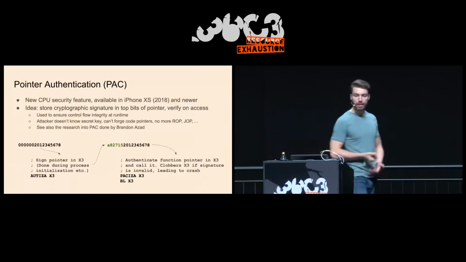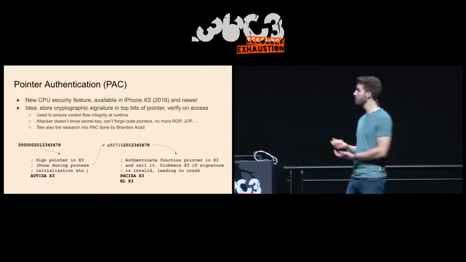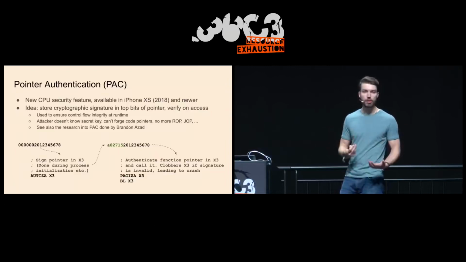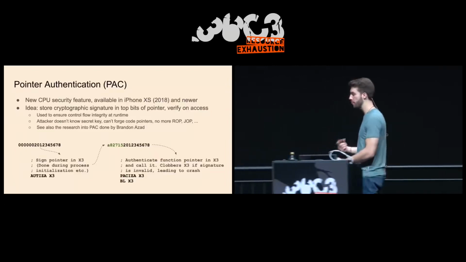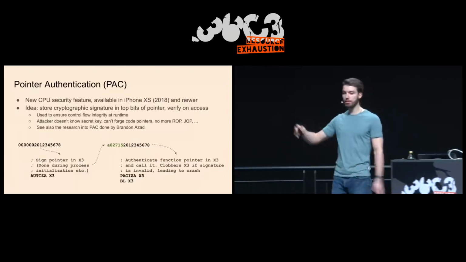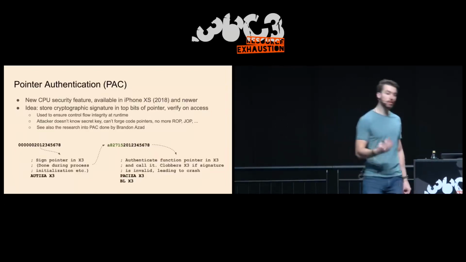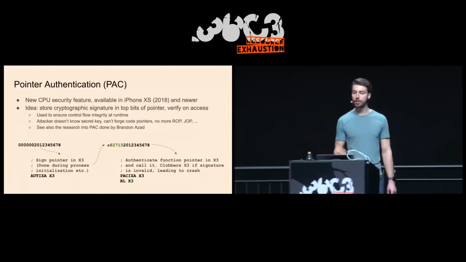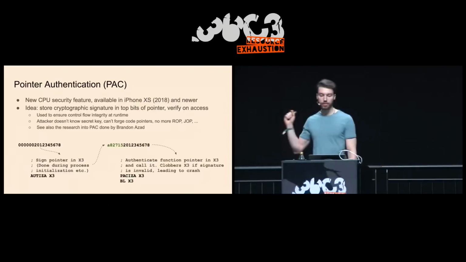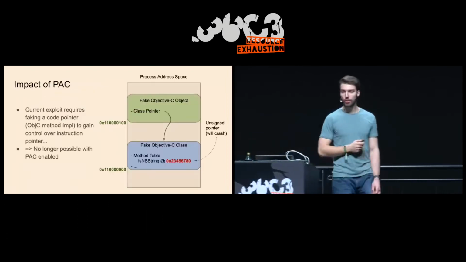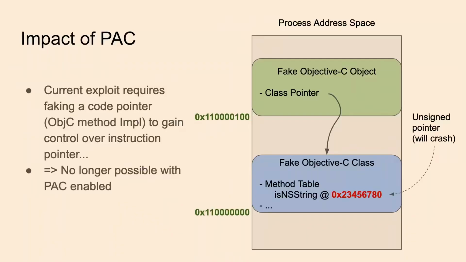What this means for an attacker is that more or less ROP is dead, because ROP involves faking a bunch of function pointers or code pointers really that point in the middle of existing code. So this is no longer possible because an attacker cannot generate these signatures. So this is where our exploit breaks, right? The red thing where we have a fake Objective-C class with our own function pointer, this does no longer work because we cannot compute these signatures. So what do?